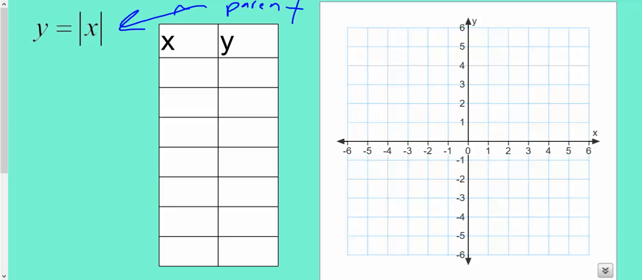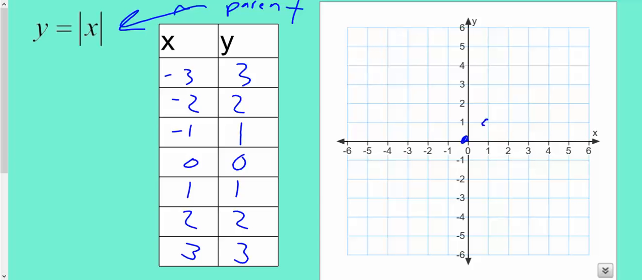What we're gonna do is plug in numbers for x and y. I'm gonna use -3, -2, -1, 0, 1, 2, and 3. Plug in 0, absolute value of 0 is 0. Plug in 1, absolute value of 1 is 1, 2, and 3. Now when we do our negatives, absolute value of -1 is +1. Absolute value of -2 is +2. Absolute value of -3 is +3. And then we're going to graph these, and we're going to see a new shape.